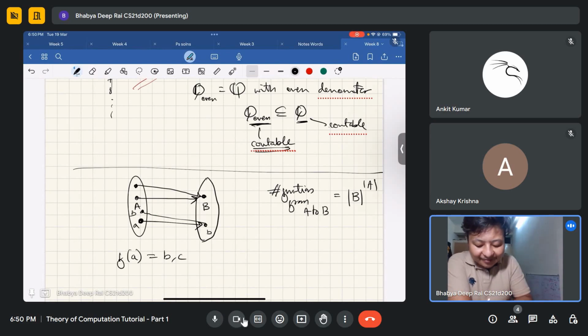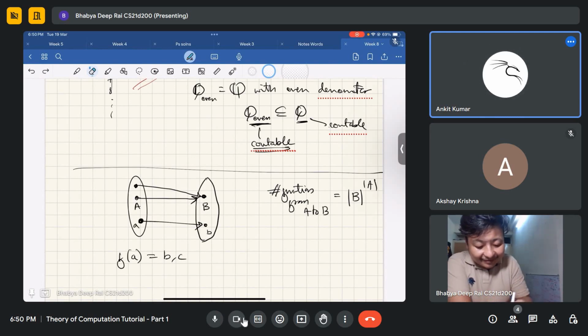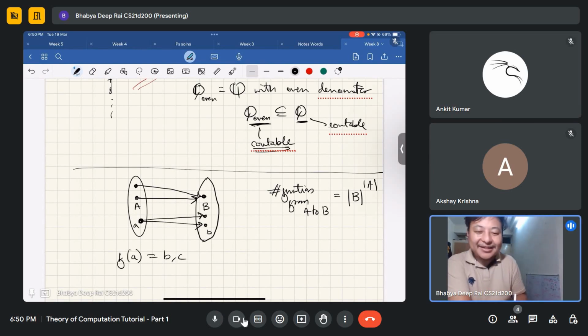Sorry, what am I saying? It cannot be like... You are saying the opposite. Yeah, the opposite, sorry. Something like this is not allowed: A maps to both B and C. This is not allowed.